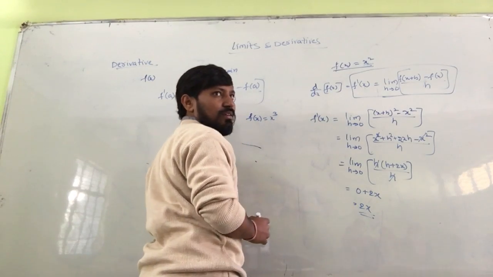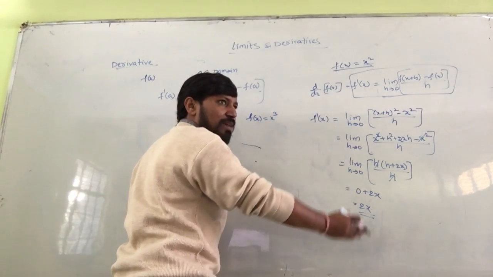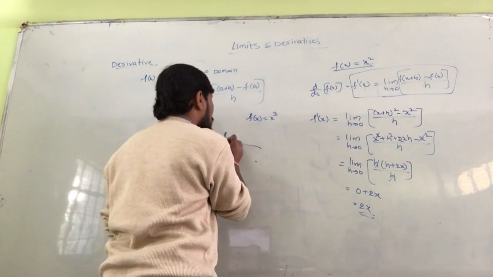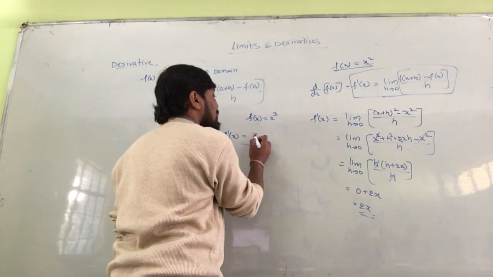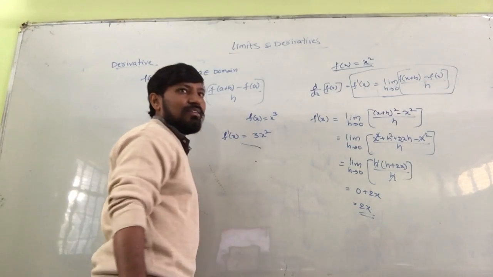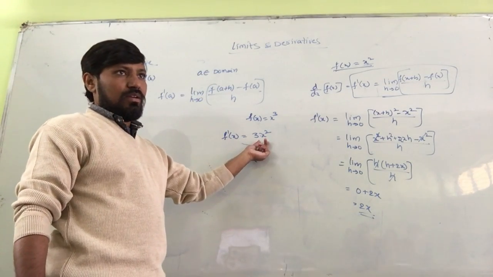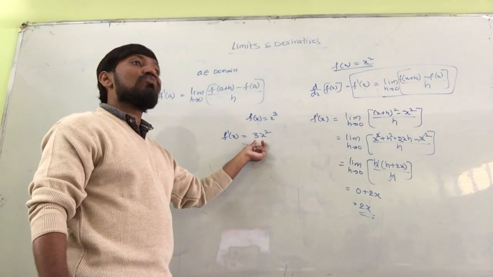In the same way, if the function is given f of x is equal to x cube, and you go on doing the same procedure, you are going to get f dash of x is equal to 3x square आ जाएगा. You are going to get it as 3 into x square. x cube के लिए 3x square आ जाएगा.